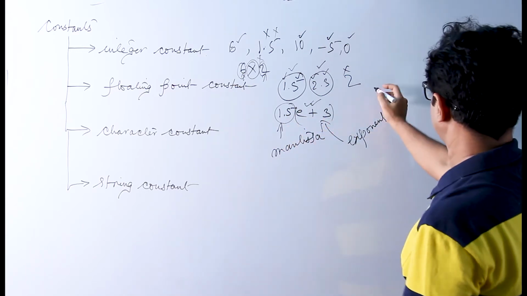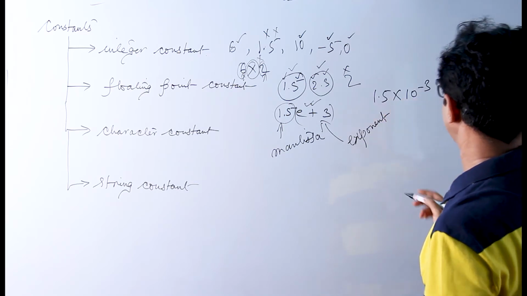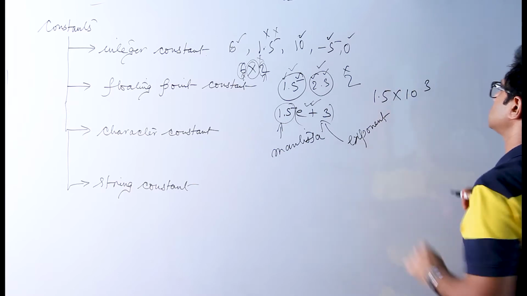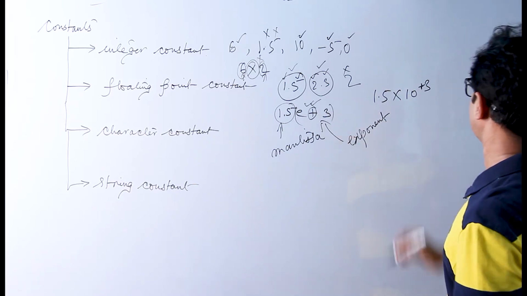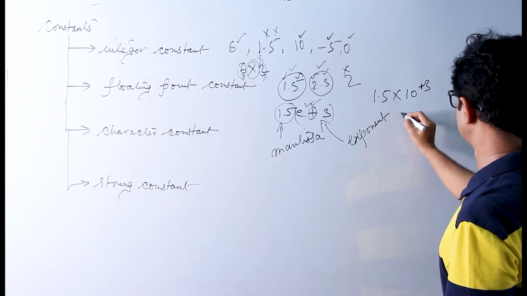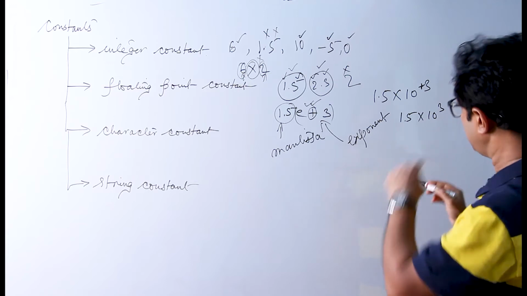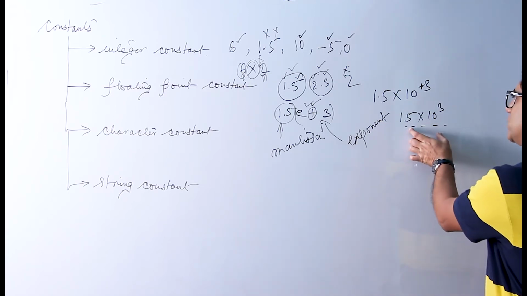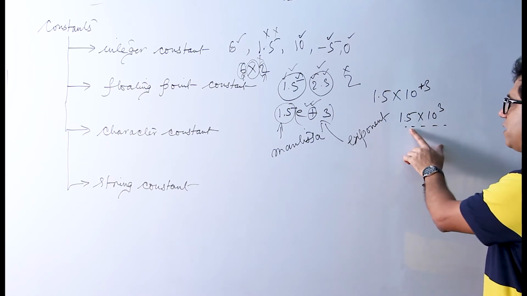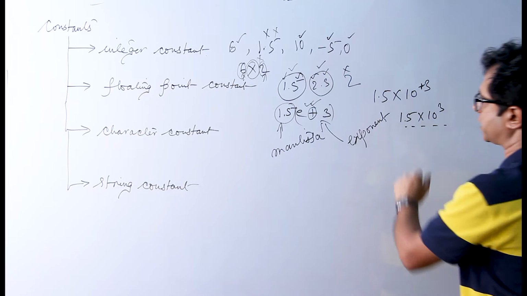This can be interpreted as 1.5 into 10 to the power minus, sorry, not minus, 10 to the power plus 3. So this plus means here it will be plus, so you need not write this plus. You can write it like this: 1.5 into 10 to the power 3. So ultimately, you can also express a floating point constant in this way. Floating point constants can have this sort of representation containing a mantissa and an exponent part.